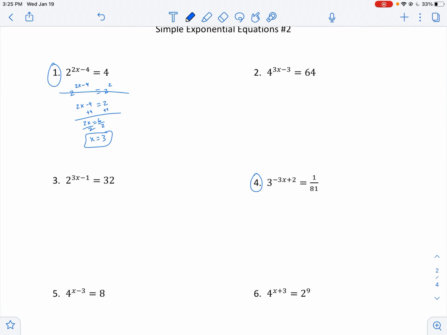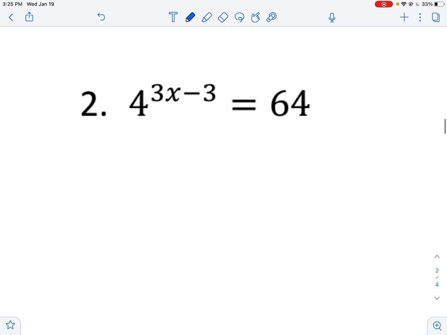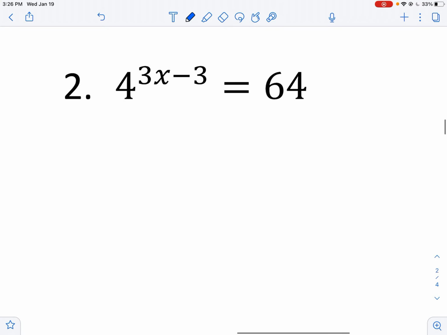All right, well, let's jump to a different one. Actually, I want you to go to number 4. Sorry, number 2. Go to number 2 and see if you can figure it out. Go ahead, pause the video, and give it a shot.